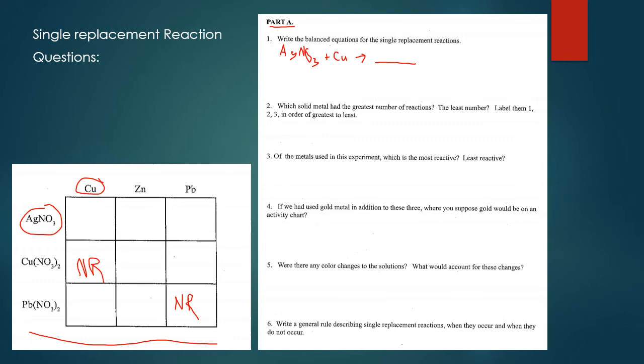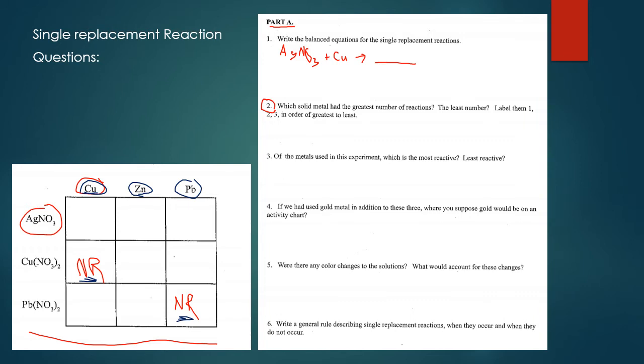Now for number 2, it asks which solid metal has the greatest number of reactions. So for this one, what you're going to do is you're going to look at the columns going down. So you're going to look at copper, you're going to look at zinc, and you're going to look at lead. So based off of your data, which ones had the most reactions? So we know that copper has at least one NR, and that lead has at least one NR.